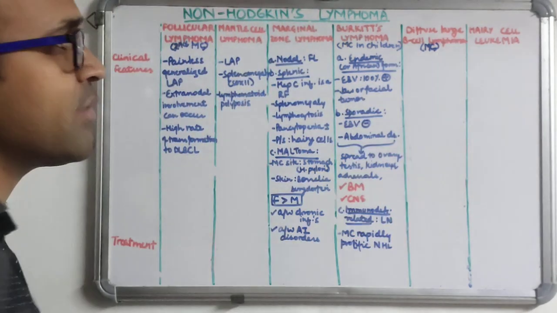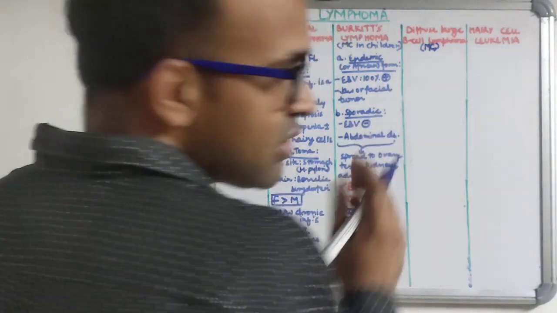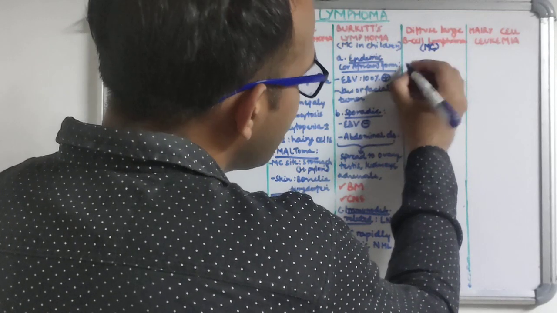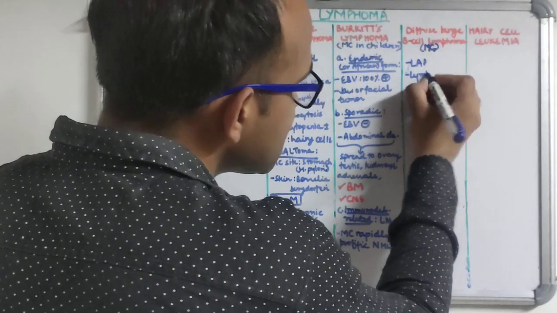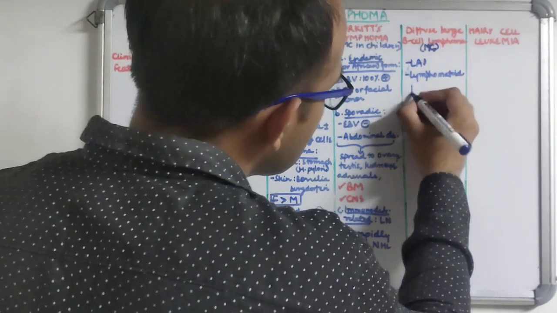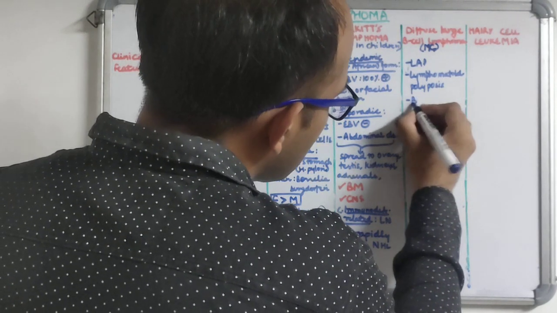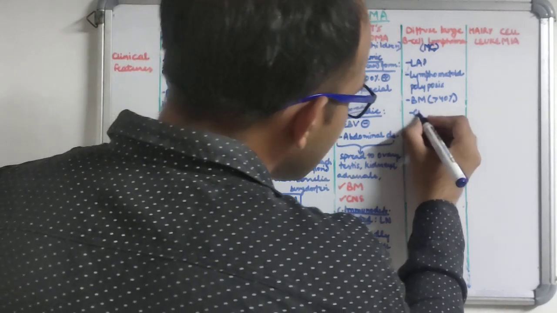Now, if I talk about the DLBCL, so diffuse large B-cell lymphoma, how does it present? It can present with lymphadenopathy, lymphomatoid polyposis. So apart from mantle cell lymphoma, it can also present as lymphomatoid polyposis. Again, bone marrow involvement is seen in more than 40% of patients, and CNS dissemination.